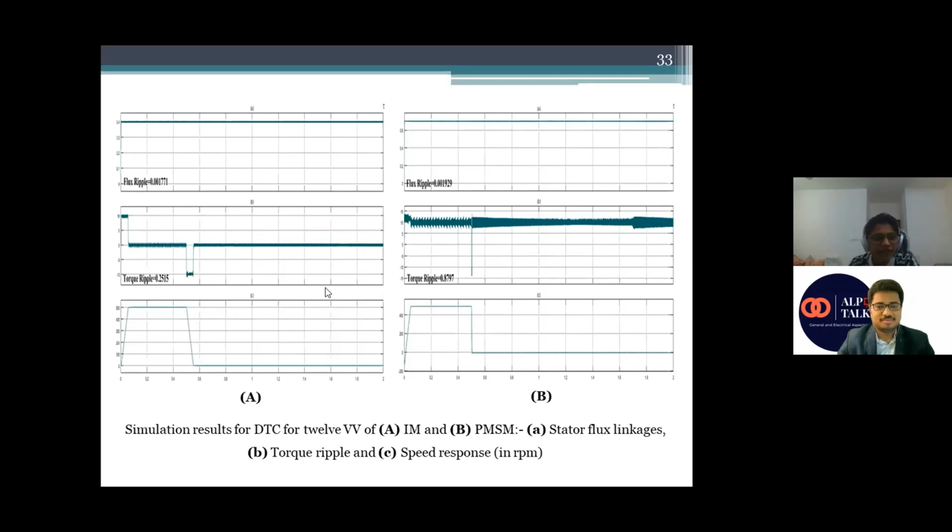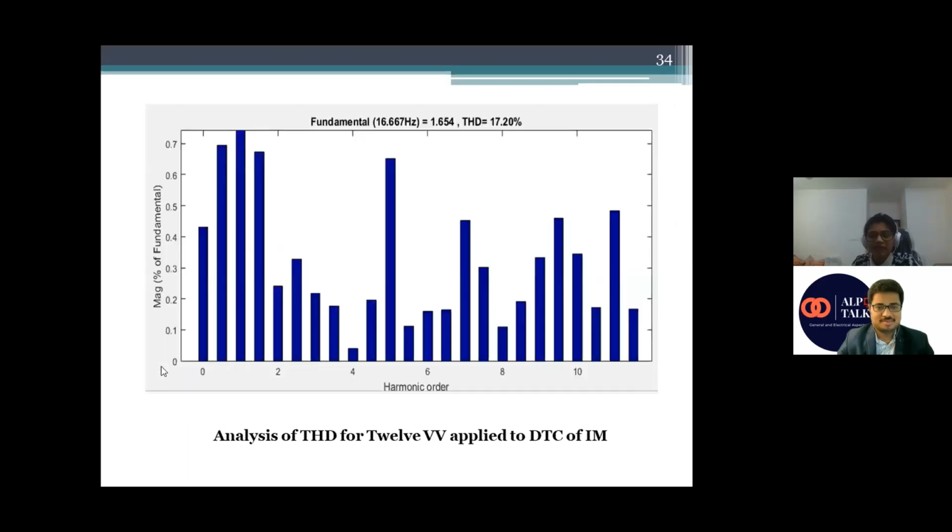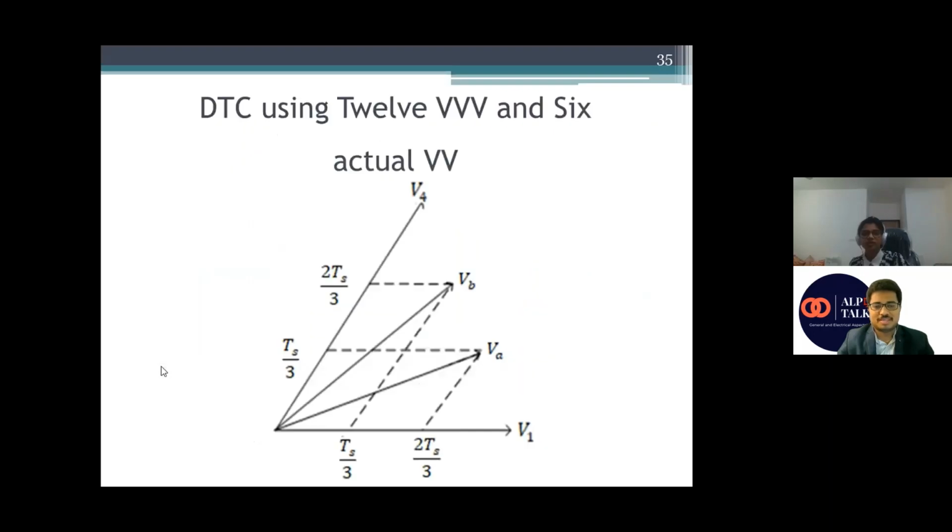And in flux it is also reduced, 0.001771. I hope these values are visible to you, sir. Yes, visible. And the transient response also improves by applying these methods. We can see the THD is also reduced to 17.20 by applying 12 voltage vectors, almost a 6% reduction.